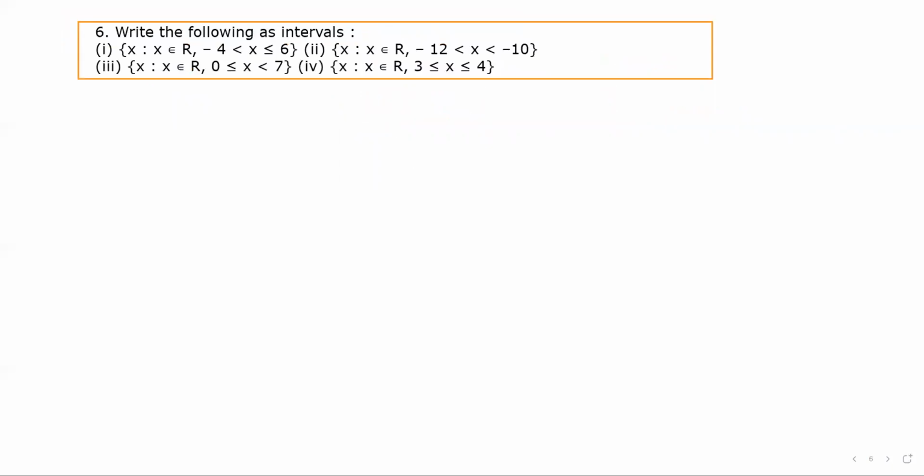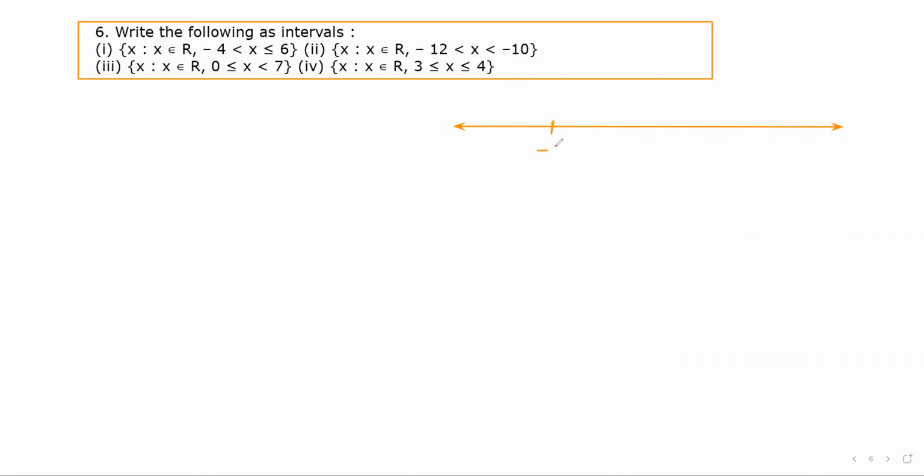Next, write the following as intervals. Intervals means you have to imagine a number line. You mentioned that x belongs to R. It's a real number. And minus 4 less than x less than equals to 6.